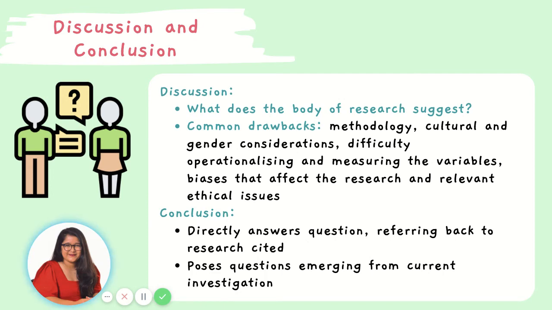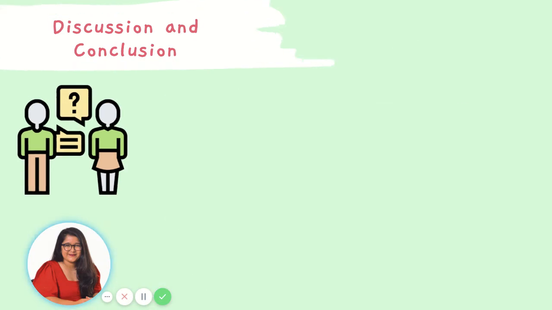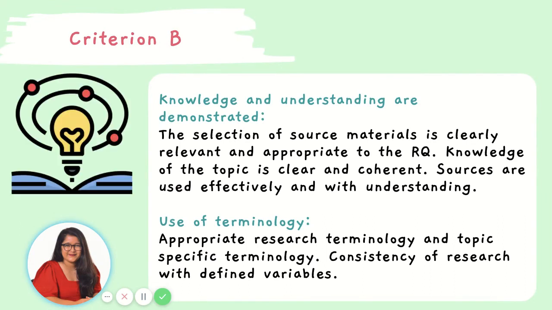And as for the criterions that are relevant to the body and the conclusion and the discussion, criterion B is your knowledge and understanding, which is assessed based on your ability to explain the research you've described, and that has to be in relation to your question, and also the use of relevant terminology, okay, psychological terminology, research terminology, and you need to use it accurately, okay?